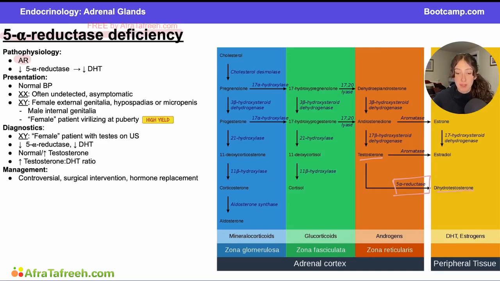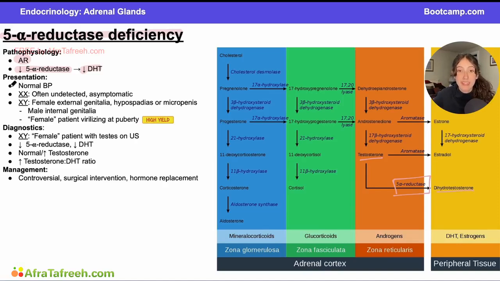So in 5 alpha reductase deficiency, when we don't have normal levels of 5 alpha reductase, these levels are reduced. This is going to lead to decreased DHT as well, which will lead to a lot of the presentation symptoms that we see with 5 alpha reductase deficiency. Now, what is the presentation for 5 alpha reductase deficiency?